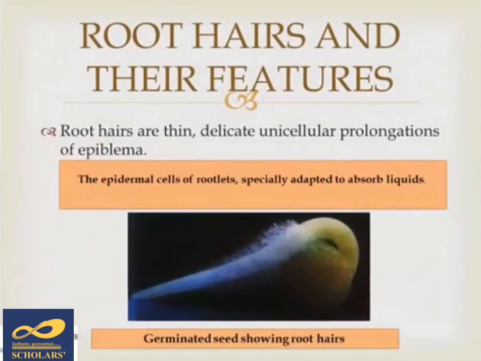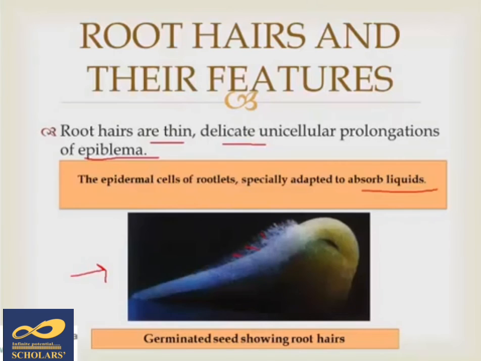Next, we will discuss root hairs and their features. Root hairs are thin, very delicate, unicellular prolongations of epiblema. Now, what do you mean by epiblema? Epiblema are the epidermal cells of rootlets, specially adapted to absorb liquids. In this image, you can see a germinated seed which is showing small, delicate and thin root hairs.